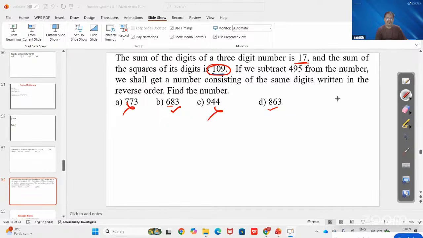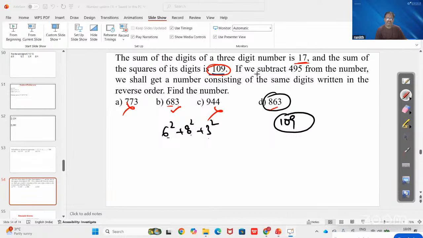Next, 6 square, 8 square, 3 square. That will be 36 plus 64, which is 100, and 100 plus 9 is 109. Here also the same value, 683 and 863, same digits. These two options give the sum of squares equal to 109.